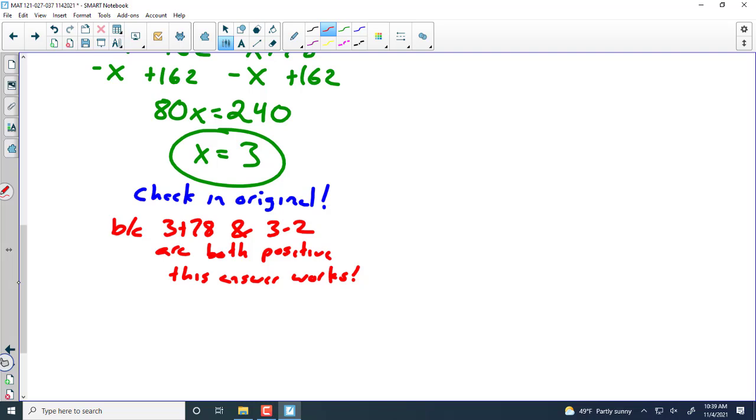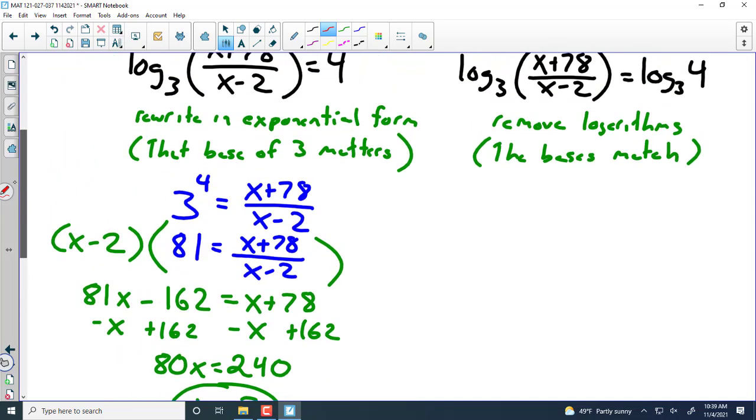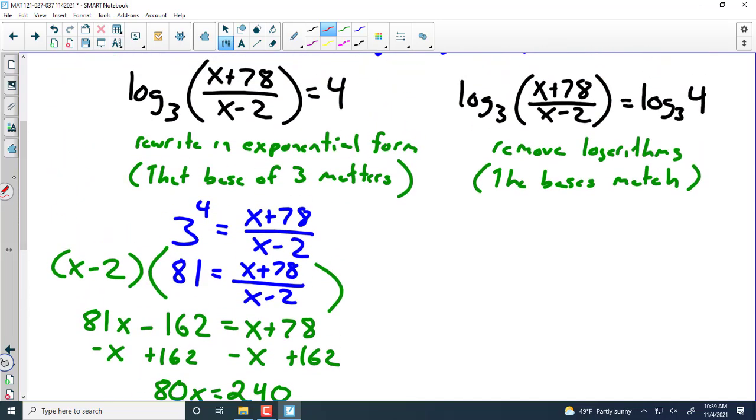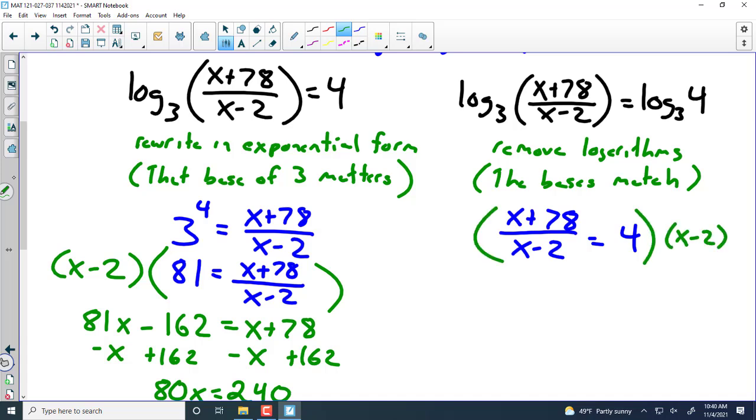So that's a problem where you rewrite it in exponential form, and you don't want to confuse that with the problem where you just remove the logarithms. And this one, we can remove the logarithms, and this one becomes x plus 78 over x minus 2 just equals 4, not 3 to the 4th. Because this one, we remove the logarithms, we don't rewrite in exponential form. We will still multiply both sides by x minus 2. And we will get x plus 78 equals 4x minus 8.